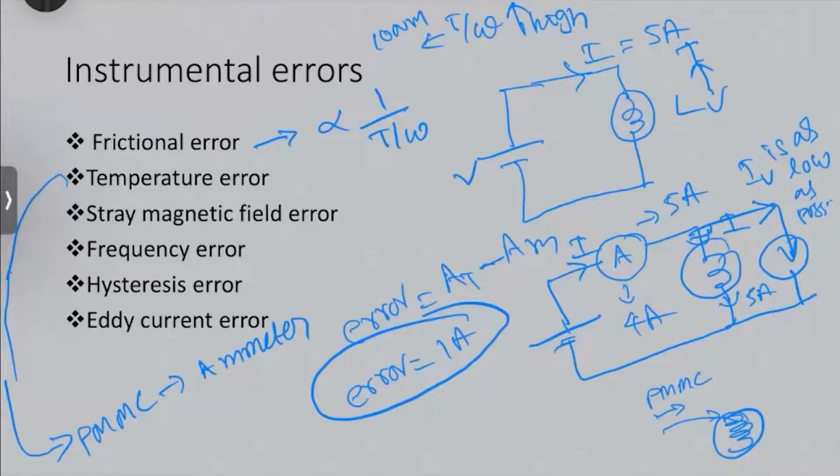That's why the voltmeter draws very low current, so the temperature rise in the voltmeter is less, and the spring elongation is less when used as a voltmeter. So the temperature error is more in the PMMC ammeter. This is overcome by connecting a swamping resistance. This is important and repeated many times.